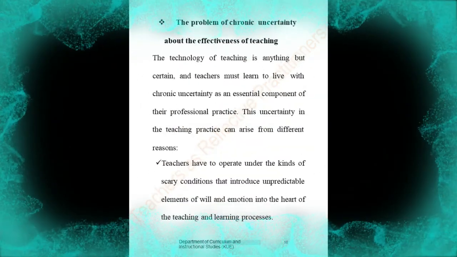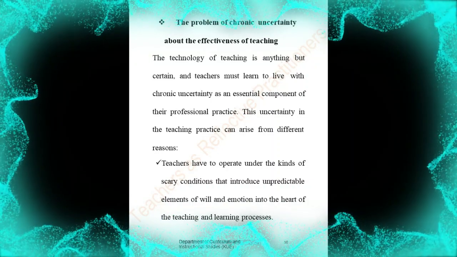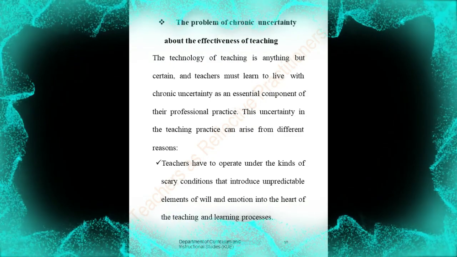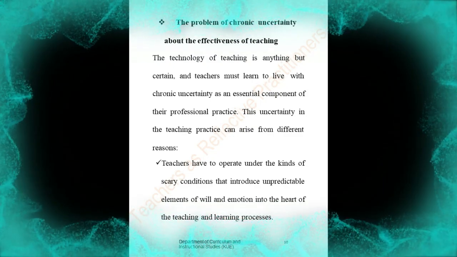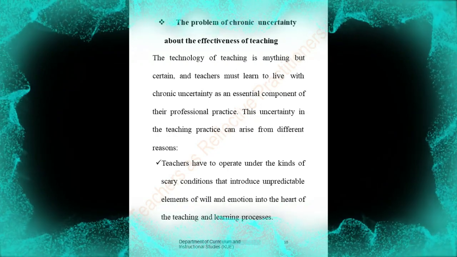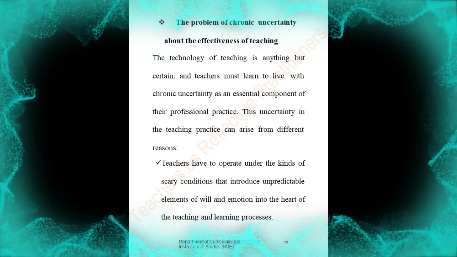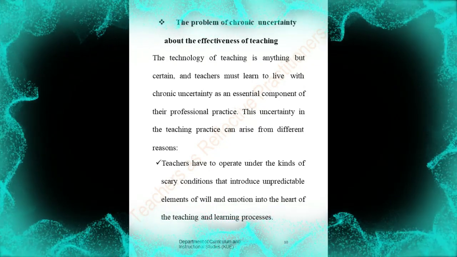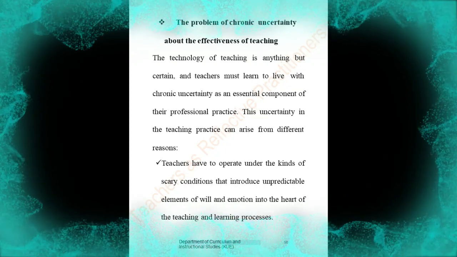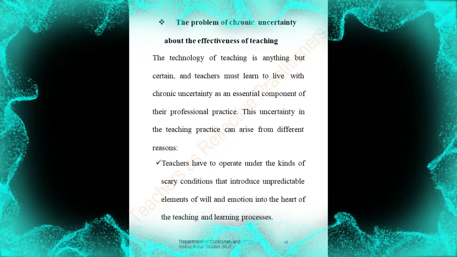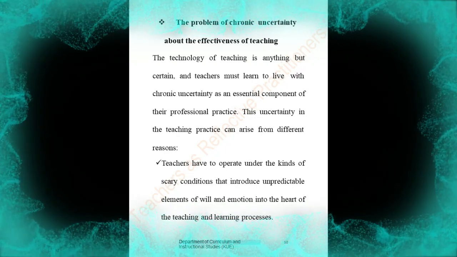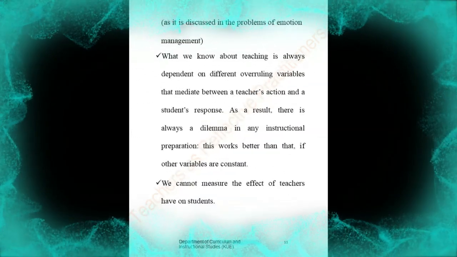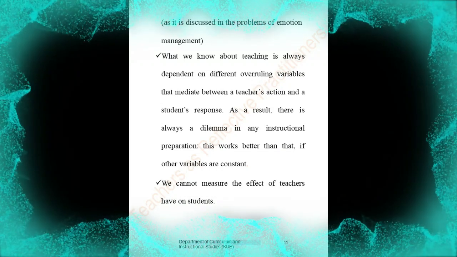The problem of chronic uncertainty about the effectiveness of teaching. The technology of teaching is anything but certain, and teachers must learn to live with chronic uncertainty as an essential component of their professional practice. This uncertainty in the teaching practice can arise from different reasons. Teachers have to operate under the kinds of scary conditions that introduce unpredictable elements of will and emotion into the heart of the teaching and learning processes, as discussed in the problem of emotion management.